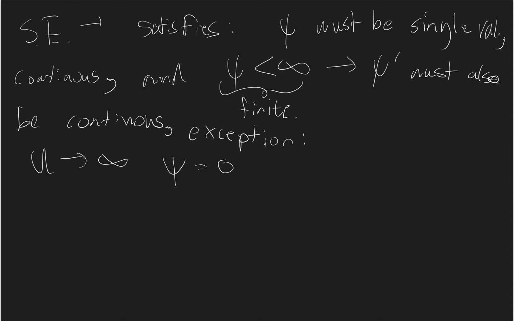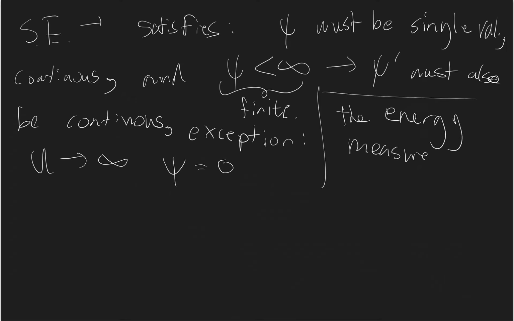But lastly, the last thing that the Schrodinger equation must satisfy is that the energy measurements, or the eigenvalues of the energies, those are equivalent, must be greater than the minimum value of the potential energy.